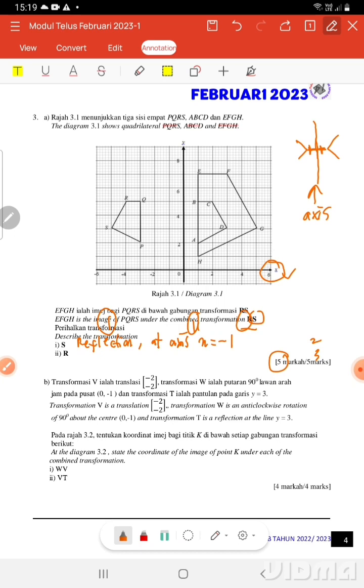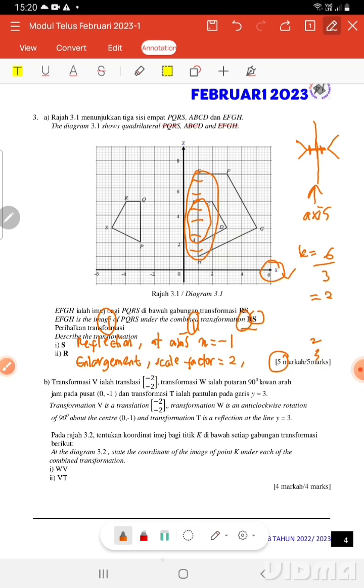For R, we already know that when there is a difference in size, the transformation is enlargement. Then for enlargement, we must take the scale factor. Let's see the image. How many boxes? 1, 2, 3, 4, 5, 6. So 6. Then for your object, 3 only. So 6 divided by 3, you will get 2. So your scale factor is 2.